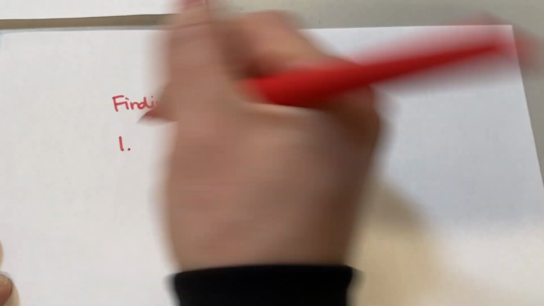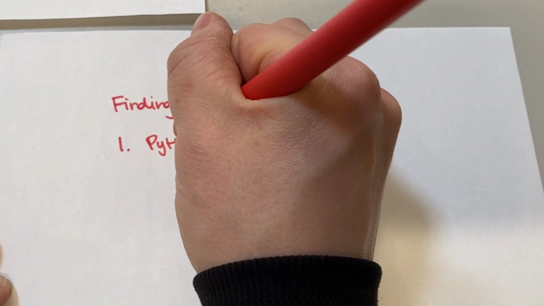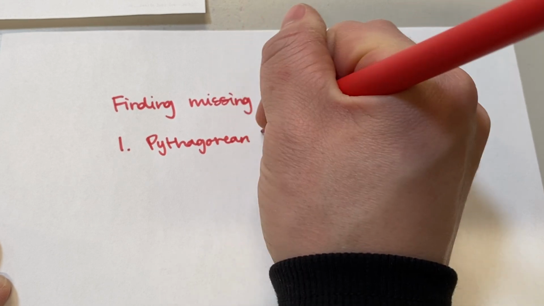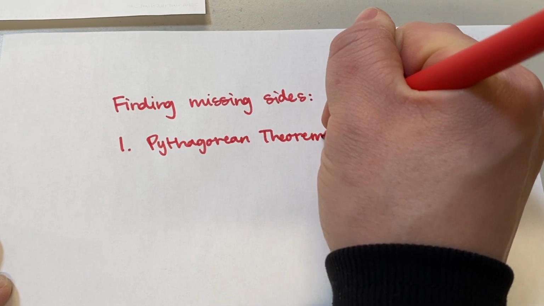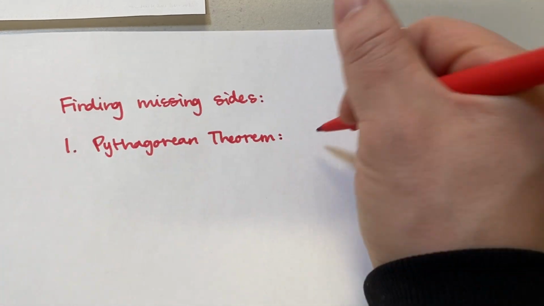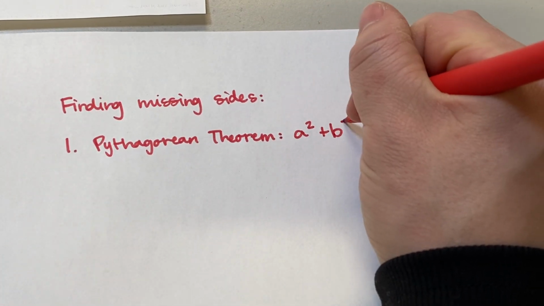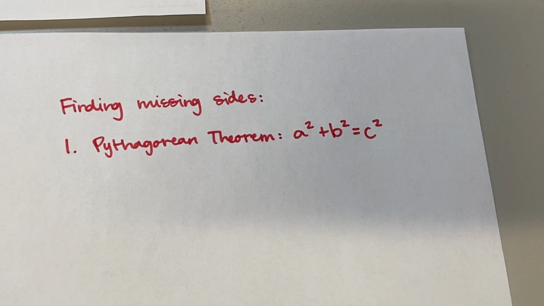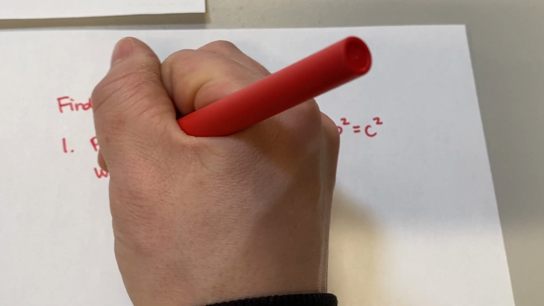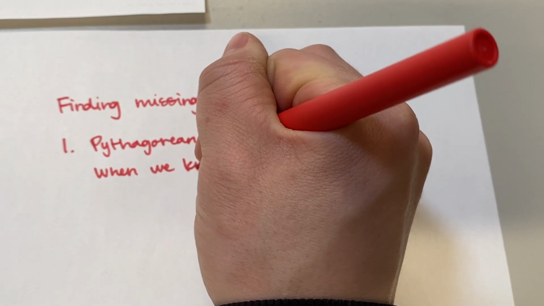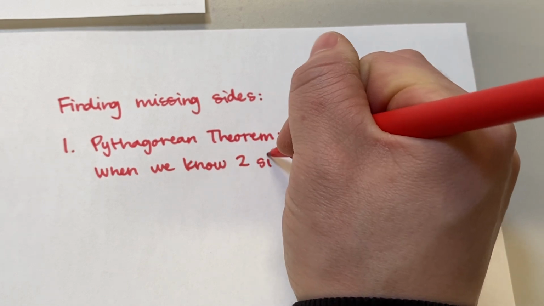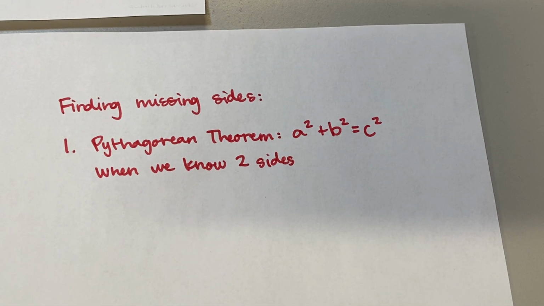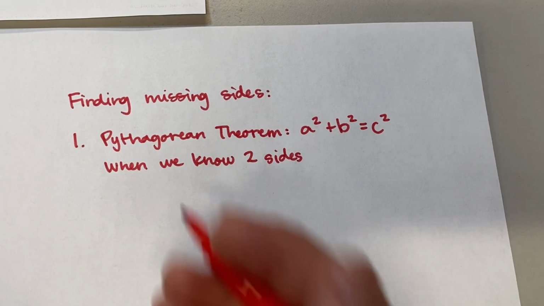The first way that we talked about was using the Pythagorean Theorem. The Pythagorean Theorem we know as a squared plus b squared equals c squared, and we'll go over an example where we're using it. But when do we actually use the Pythagorean Theorem? We use it when we know two sides of the triangle already. So it gives you two sides, you're trying to find the third side. So that's the first way we talked about finding a missing side.